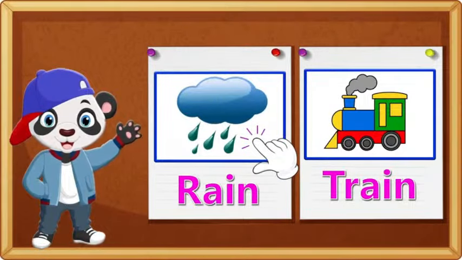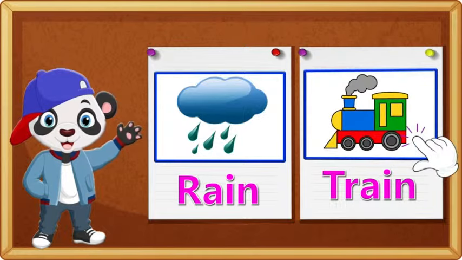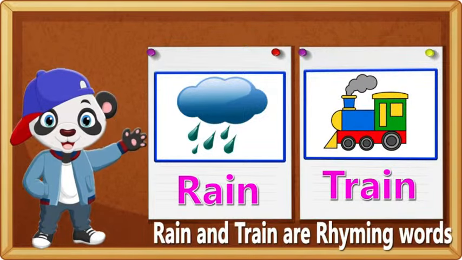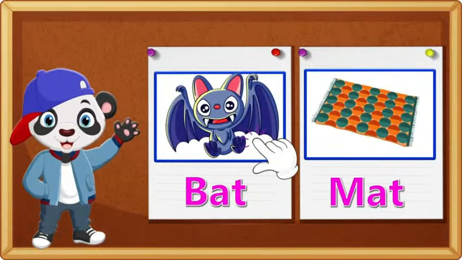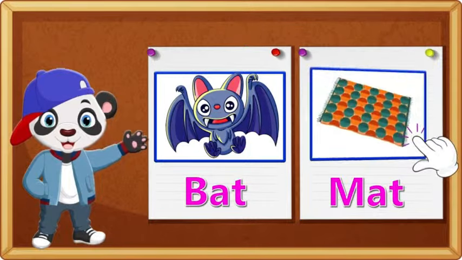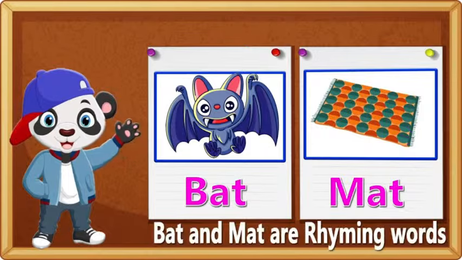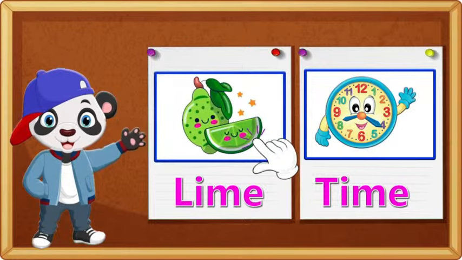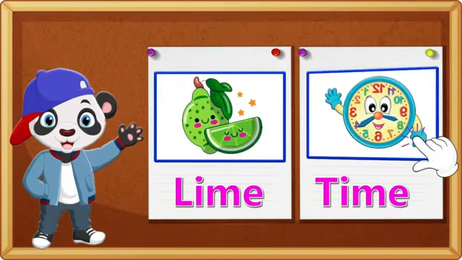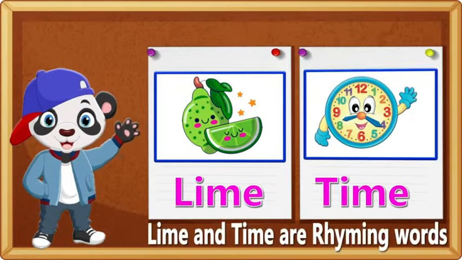Rain. Train. Rain and train are rhyming words. Bat. Mat. Bat and mat are rhyming words. Line. Time. Line and time are rhyming words.